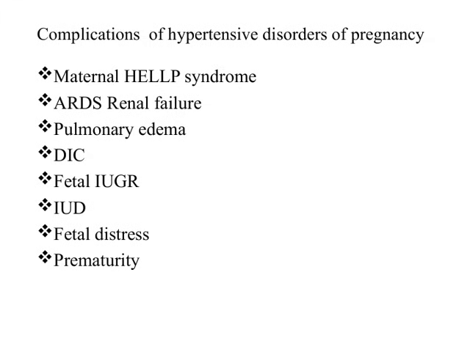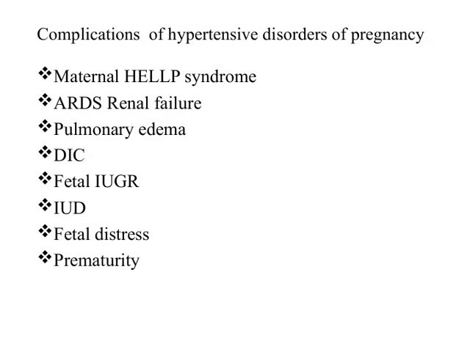Disseminated intravascular coagulation, or DIC, is another life-threatening condition where abnormal blood clotting occurs throughout the body, risking both bleeding and clotting complications. On the fetal side, hypertensive disorders can cause intrauterine growth restriction, or IUGR, where the fetus doesn't grow as expected, and intrauterine death, or IUD, which is a tragic outcome if the fetus cannot survive the compromised environment. Fetal distress is also common, often indicated by abnormal heart rates, signaling that the fetus is under stress.